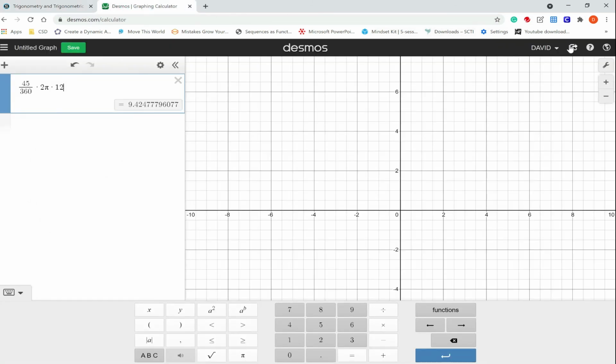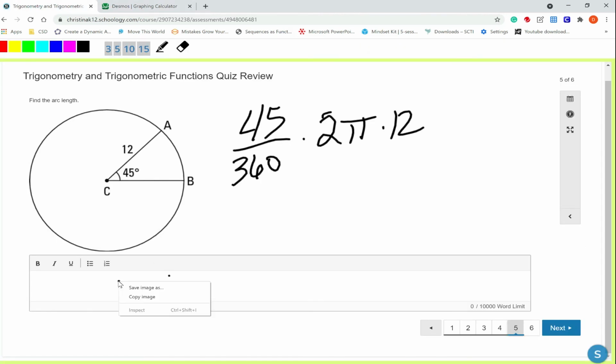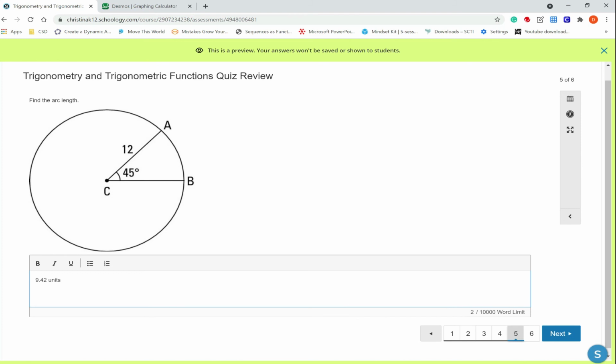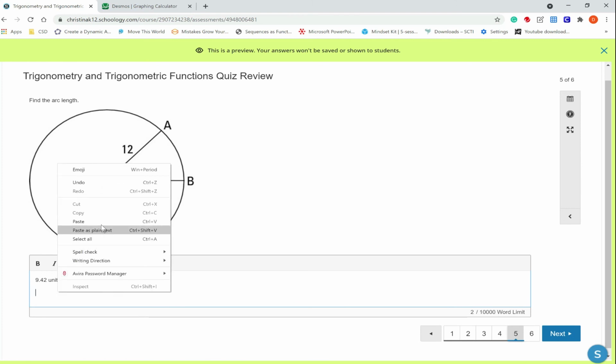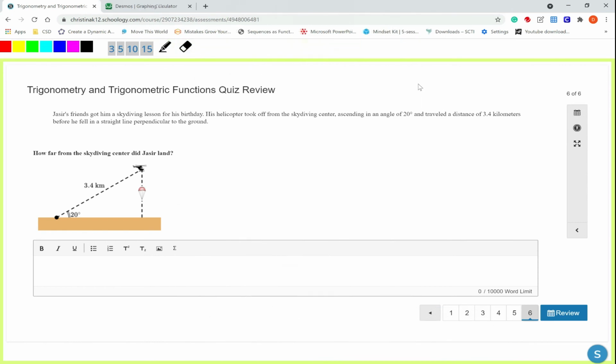And again, if we wanted to, we can just copy it and just share the graph in. So we say 9.42 units, and I can just click in here and just share my work into the short answer. And we're done, number 5.